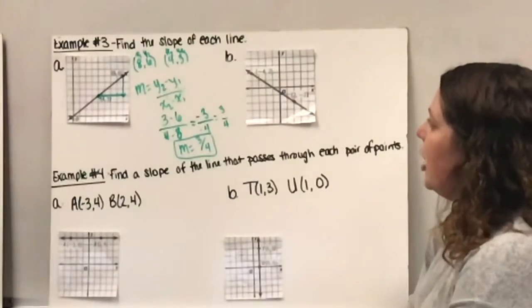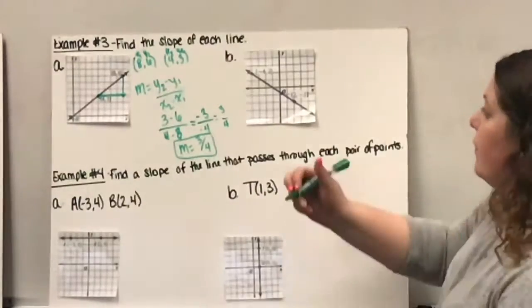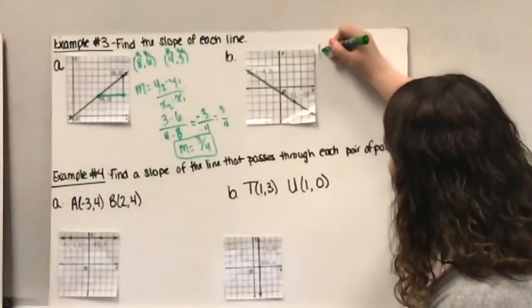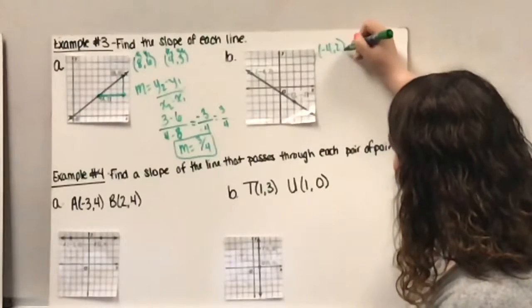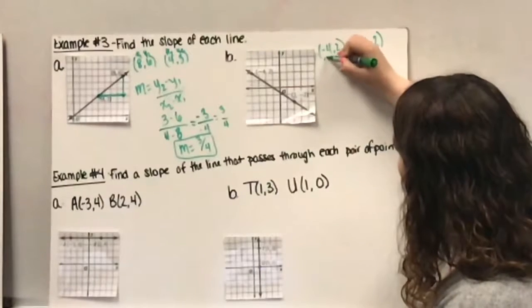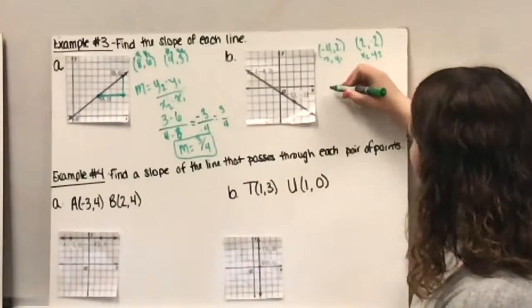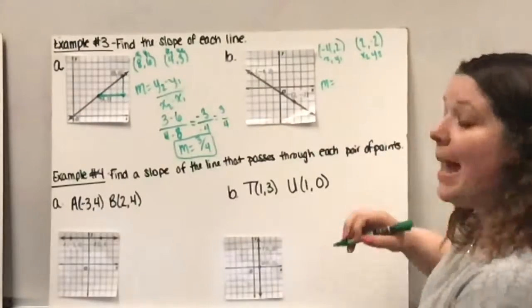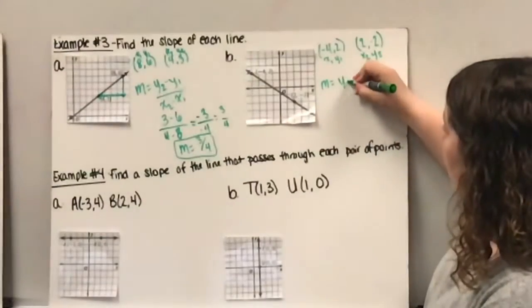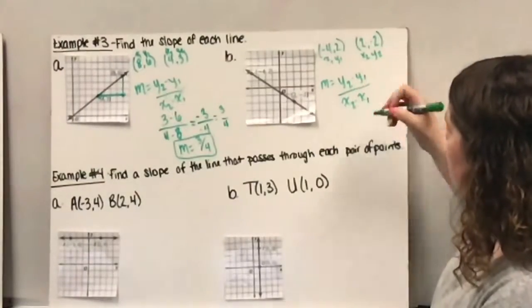We can look at this and say, all right, well, let's take the points and do that first and then look at the graph. So I have my points (-4, 2) and (2, -2). We're going to make this x1, y1, x2, y2. I'm going to do my slope formula: m is equal to y2 minus y1 over x2 minus x1.